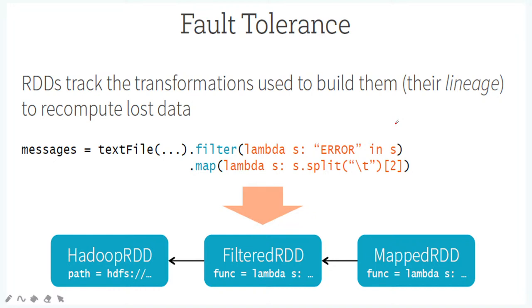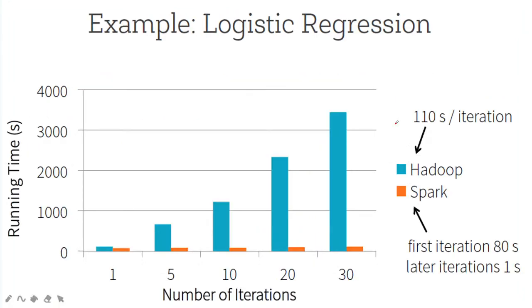It has fault tolerance already, but in the MapReduce technique we don't have that. Okay, so that is one of the things. Here you can see what happens in the Hadoop system and the Spark system if I run the logistic regression algorithm.